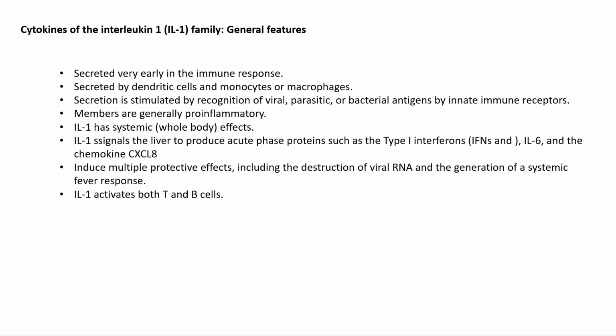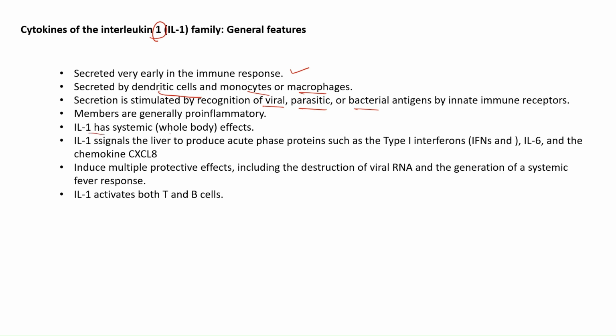So what are the general features of this family? First, these are secreted very early in the immune response. As the name suggests, interleukin 1, the 1 means they are in the first position. So whenever any antigen enters our body, these are secreted very early in the immune response. The main secretors are dendritic cells, monocytes and macrophages. They secrete interleukin 1 whenever they recognize any viral infection, parasitic infection or bacterial antigens.